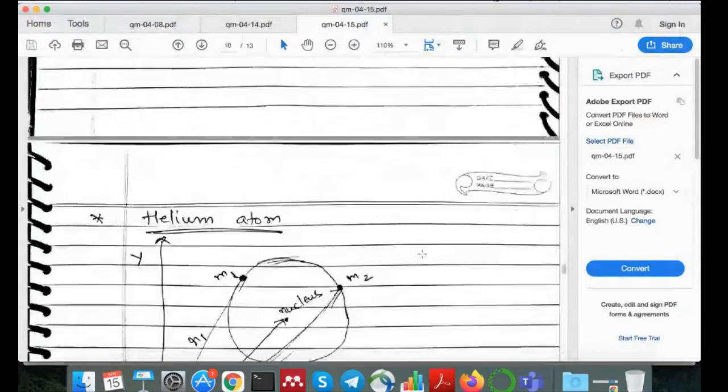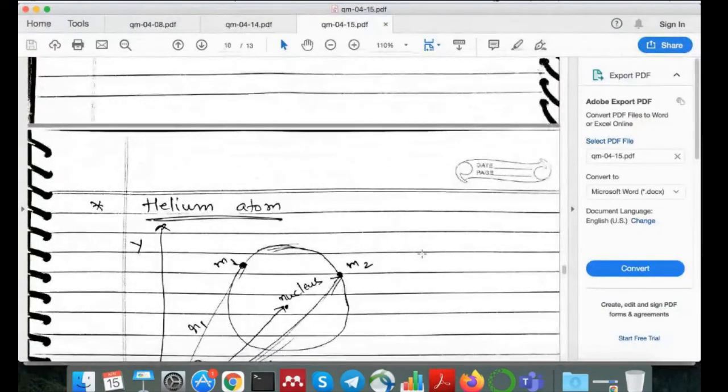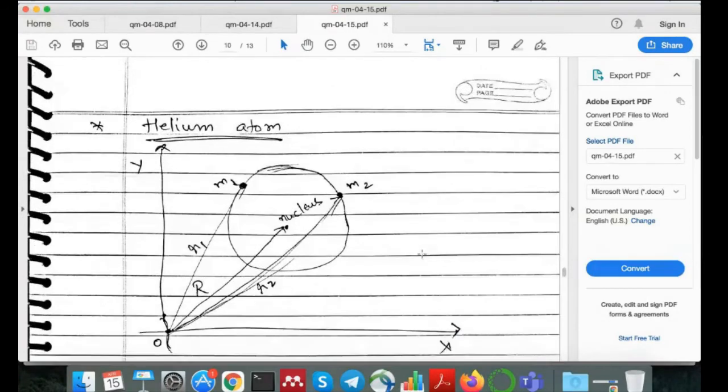So now I'll go to the final part in today's lecture, which is the helium atom. Helium atom is basically a stand-in for all the other atoms. In the helium atom, there are three things that we have. There are 2 electrons and 1 nucleus, right? So essentially, it's a three-body problem.